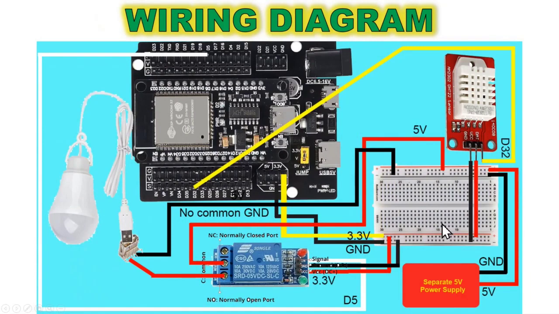This is the wiring diagram for our simple home automation project. First, we need to have a separate 5 volt power supply for the USB LED bulb. Although we can use the 5 volt of the ESP32 expansion board, it will be stressed when the current is not enough. So it is safe and better to have a separate 5 volt power supply. We connect the ground and then the 5 volt from the separate 5 volt power supply to the negative and positive rails of the small breadboard.